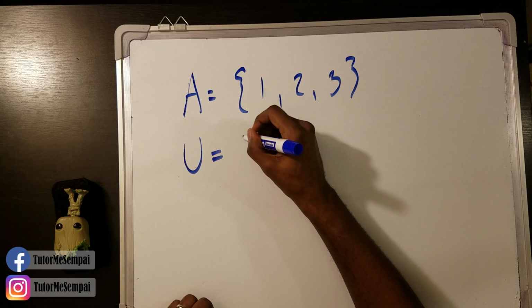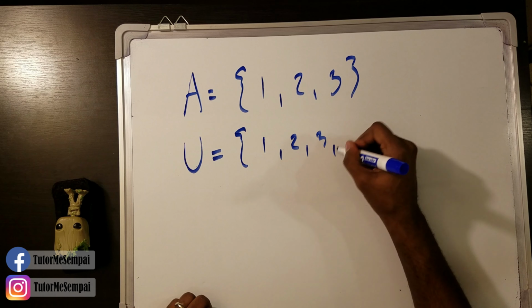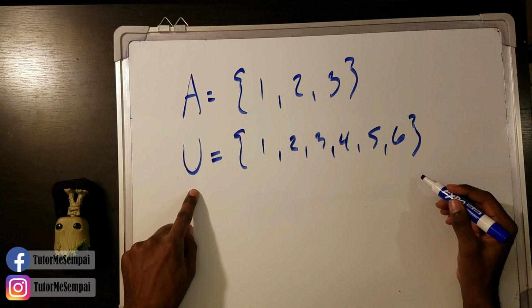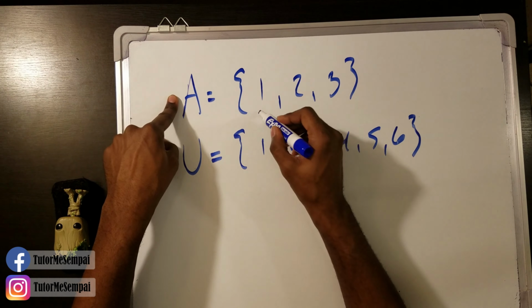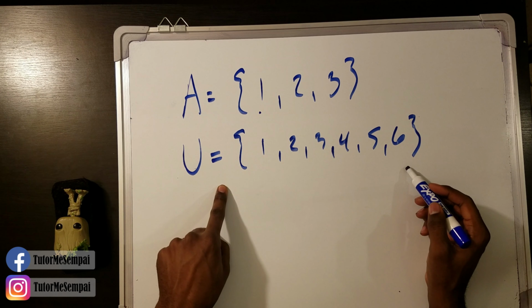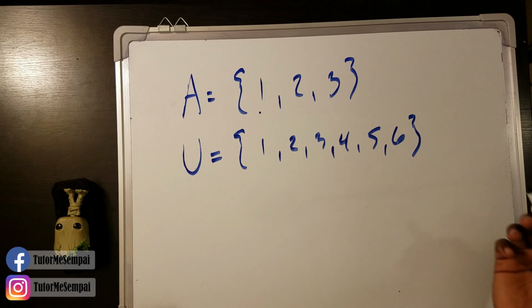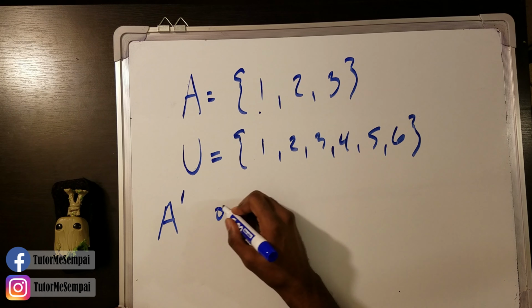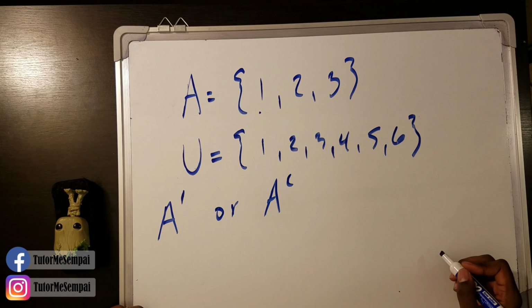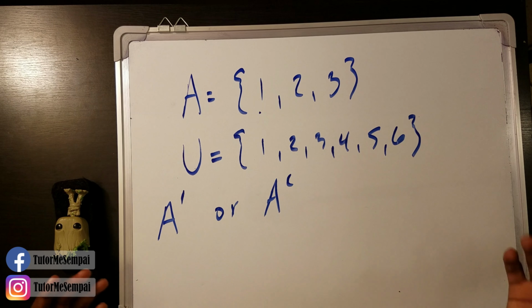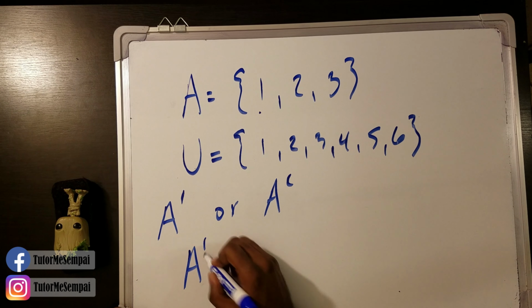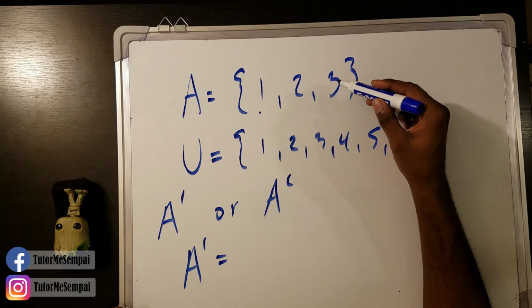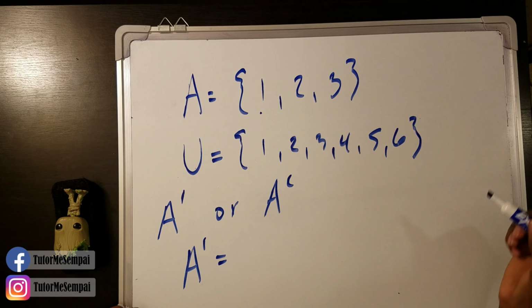So let's say our universal set is 1, 2, 3, 4, 5, 6, as we just drew. Our universal set is bigger than A, and you see that A is a part of this. You have 1, 2, 3 that's also in our universal set. Now we can find a complement. A complement is denoted by either a tick or A with a C up there. Both of these can be used to denote a complement. So I'm going to use a tick right now. A tick is everything that's not in A, but is in the universal set.